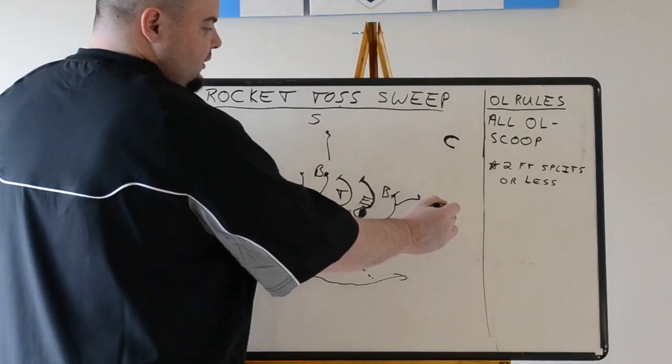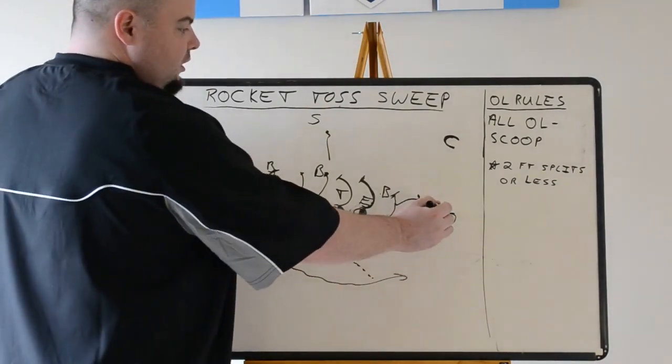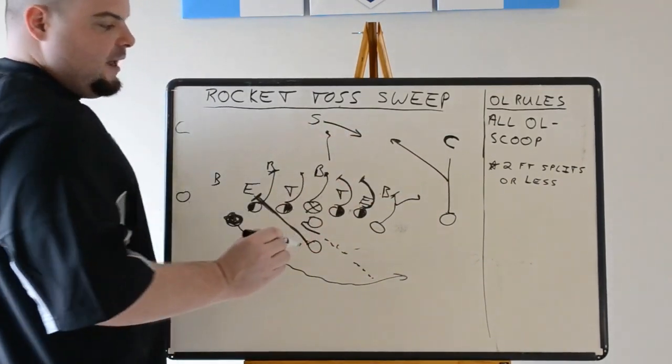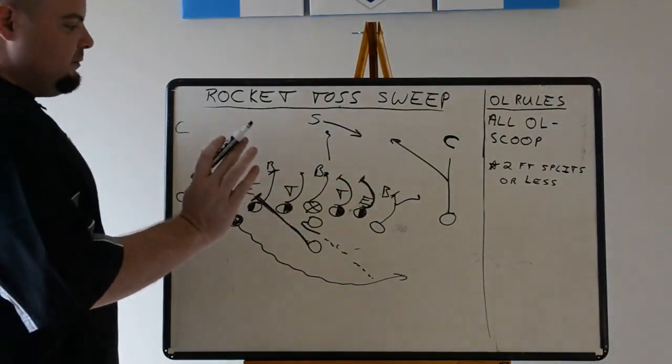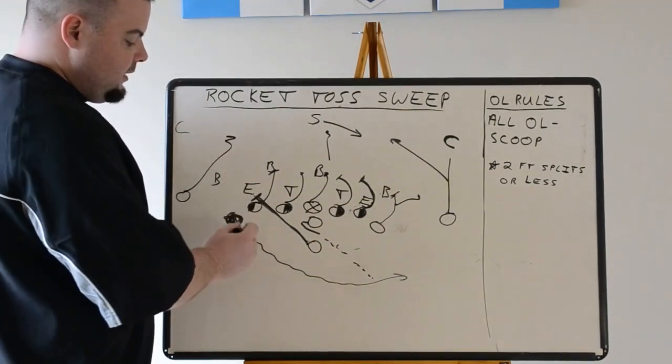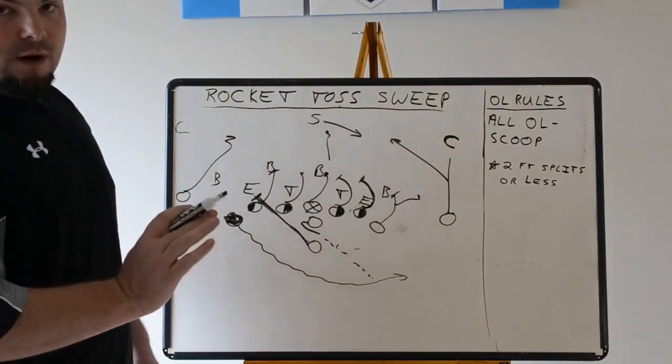Same thing with the split end. Whatever you want to do. You want to have him stalk. You want to have him push crack because it's 3 deep and he might play in the alley, you could do that. Just keep in mind, one of the best things about the rocket toss sweep, we'll have them cut off on the backside, is the play action pass off the rocket toss sweep.